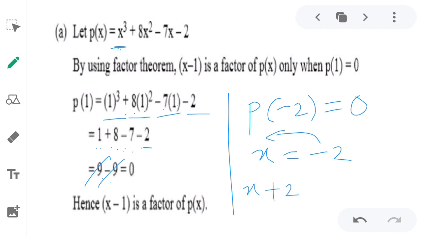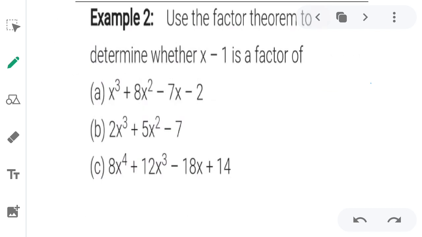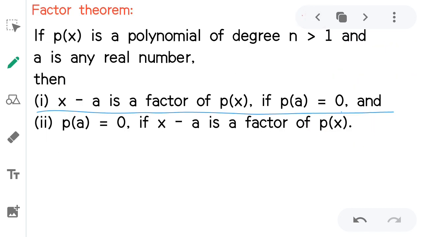So now we can say that x plus 2 is a factor of the polynomial, because the condition given is p of minus 2 is 0. That means when you replace minus 2 in the polynomial, the result obtained is 0. Then what can we say from that statement? We can directly say that x plus 2 is a factor of the polynomial. Okay, this is the second point, according to the definition: if p of a equal to 0, then x minus a is a factor of p of x.